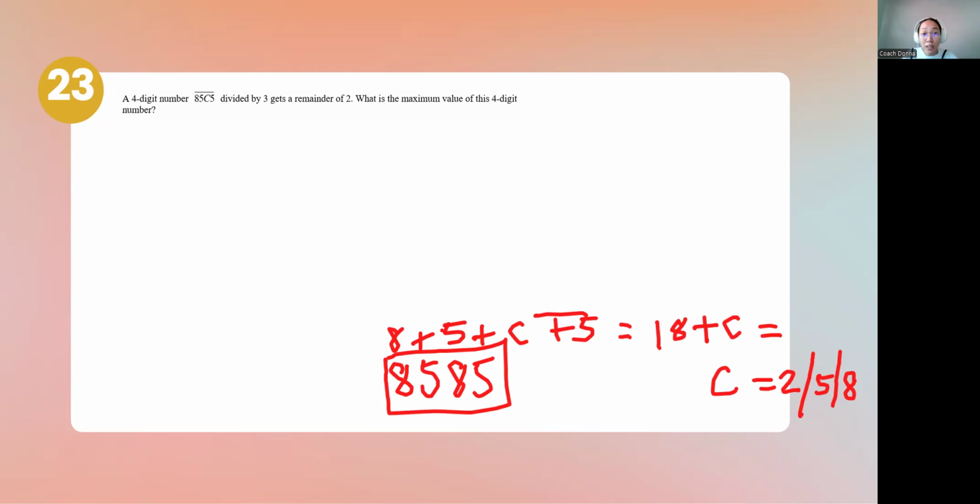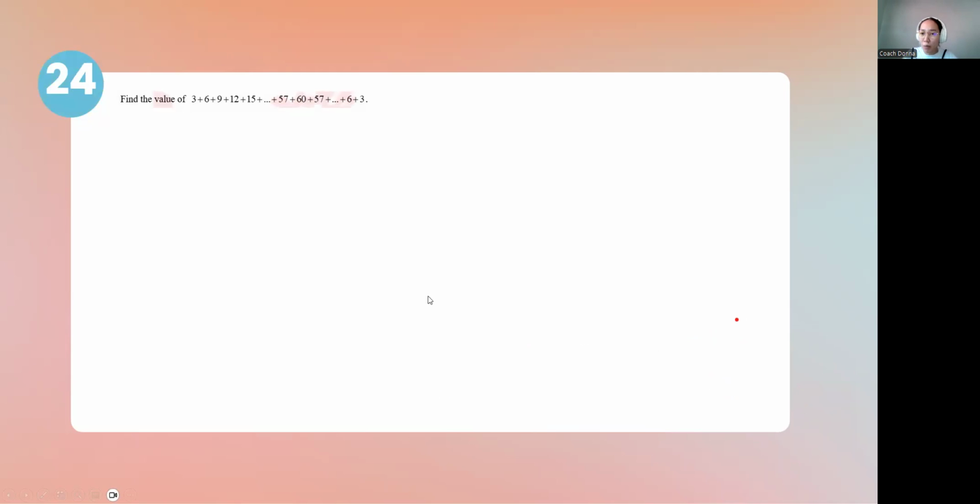We have 24. So for 24, the question is, find the value of this expression right here. It's just the same as what we had earlier. So we could use the sum of an arithmetic sequence formula. Remember, we can just multiply it by 2. Or we could actually have this kind of solution right here. Okay, this one right here.